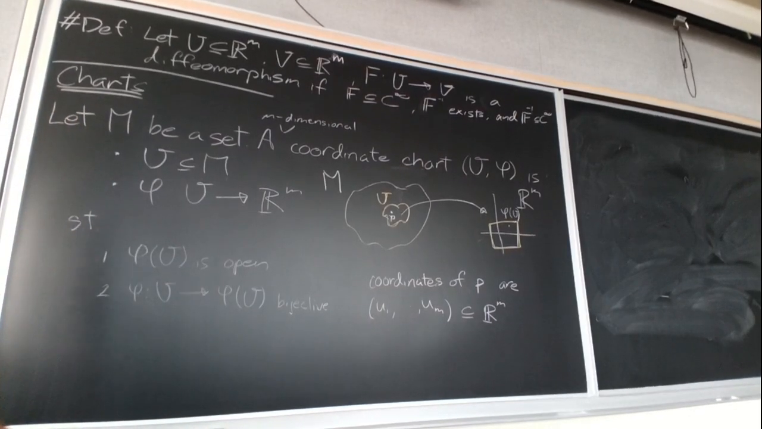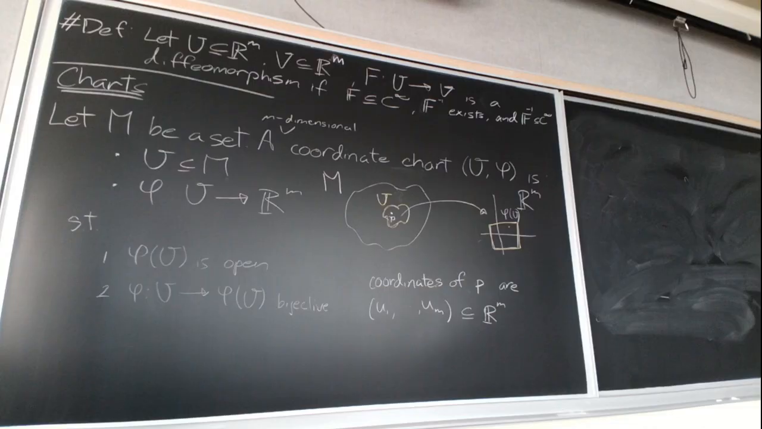U is in RM, V is in RM. They have the same dimension. But F goes from U to V, right? Not from RM to RM. So from U to V, you have a diffeomorphism; U and V are diffeomorphic sets. So U and V map onto the same dimension? Yes, because they're both in RM.